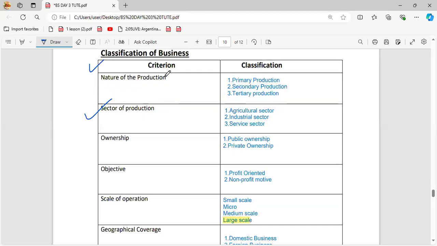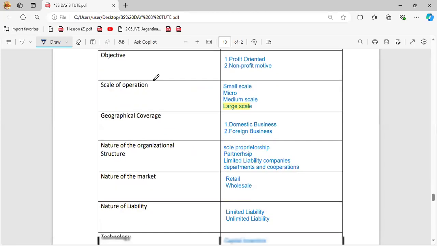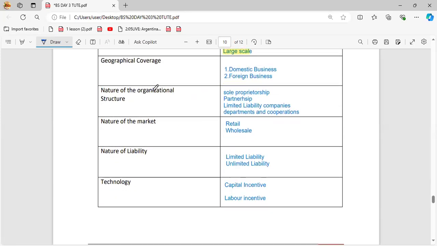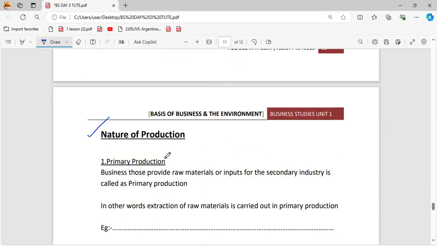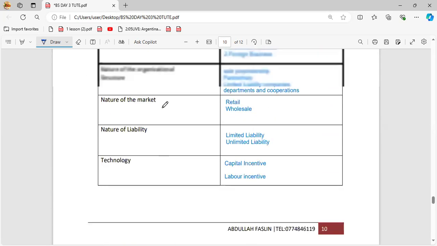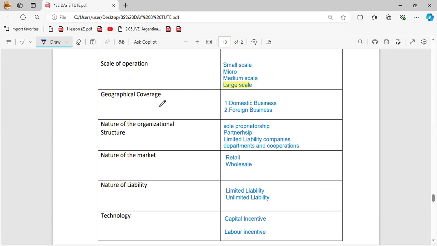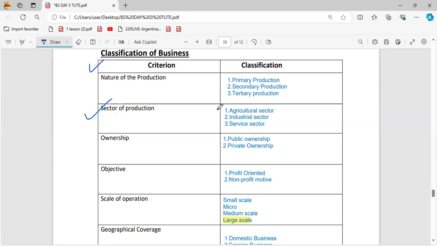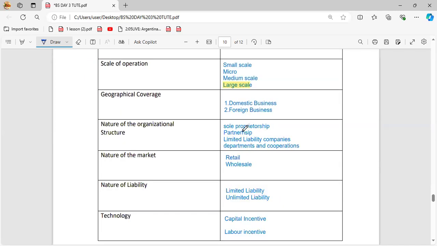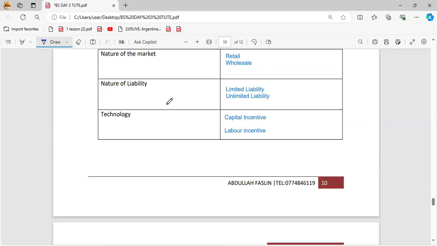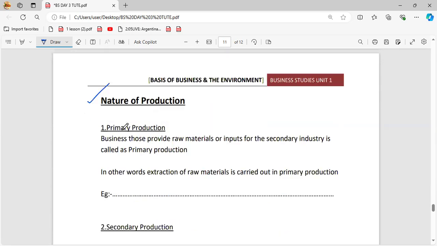Then this is the way of how you classify the business: nature, sector, ownership, objective, scale, geographical coverage, nature of organization structure. In the paper they can ask you, what are the 2 categorizations of the business based on nature of market? Then what is the answer? Retail, wholesale. Did you all understand? The nature of liability, technology, all of these things we are going to discuss in the future lessons. So with lesson number 4, all these things will be over. That means all these doubts will be cleared, and after lesson number 5 only, the main parts of business studies will come in. Therefore, next week we are going to discuss the nature of production.